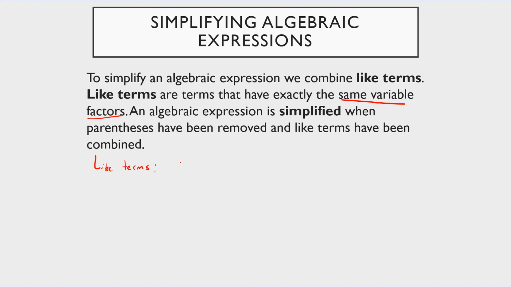Things like this. 5x and negative 2x. Notice how they have the x raised to the same exponent, right? Which is an invisible one. These are like terms. Something like this: 3x cubed and 7x cubed. Same variable, same exponent. Okay, even stuff like this: 4xy squared and 3xy squared. This is with two variables. They have the same x. They have the y squared. Those are like terms.